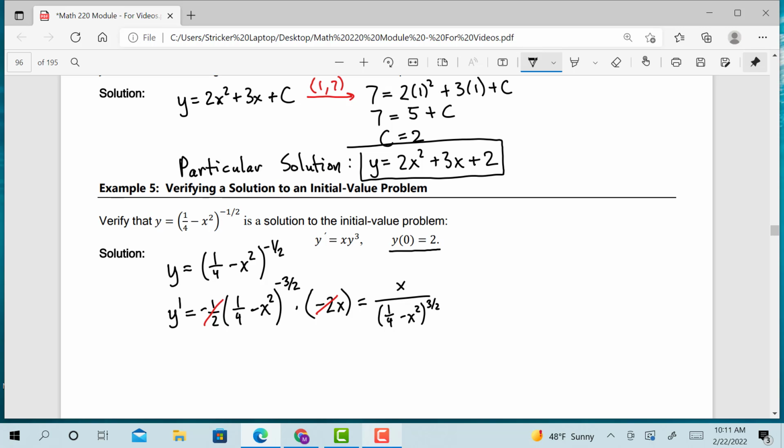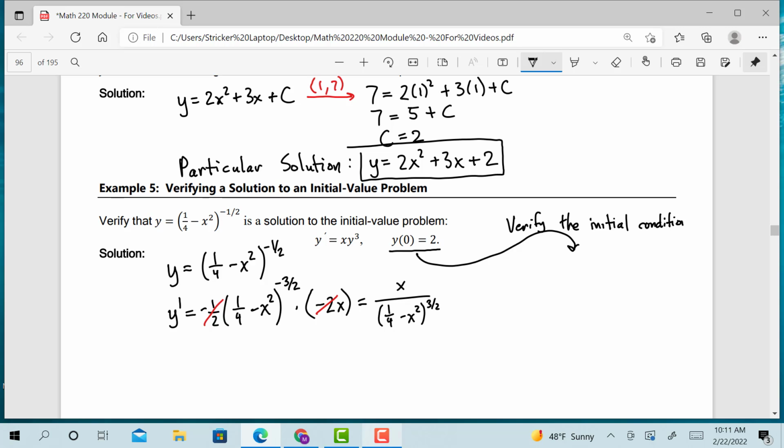All right, so we're almost at the point where we can go ahead and plug in. We do want to verify our initial value, so we'll verify the initial condition.